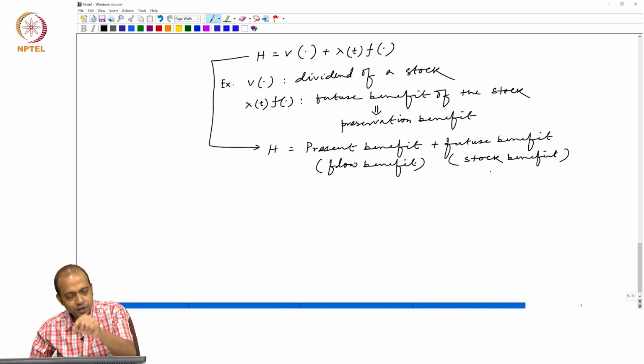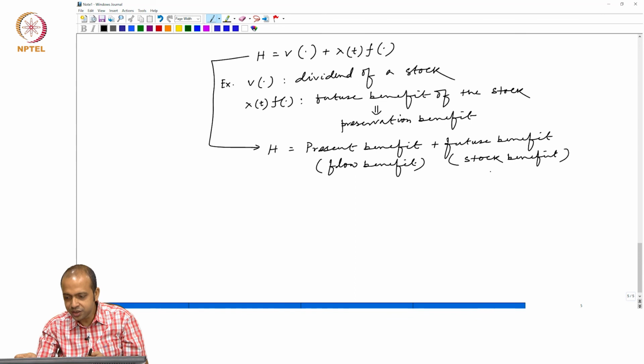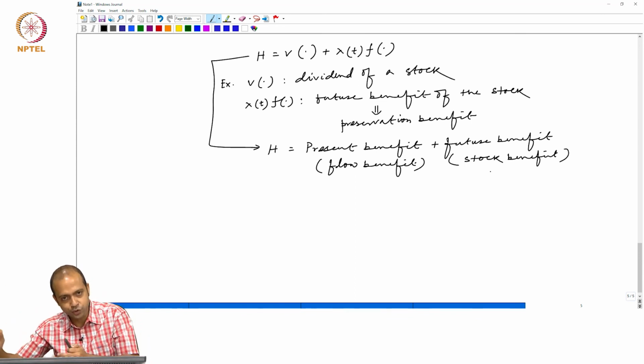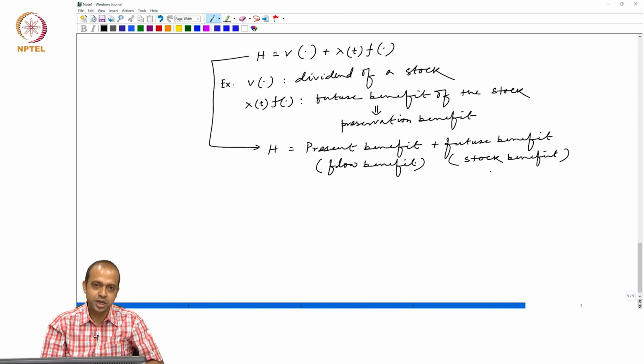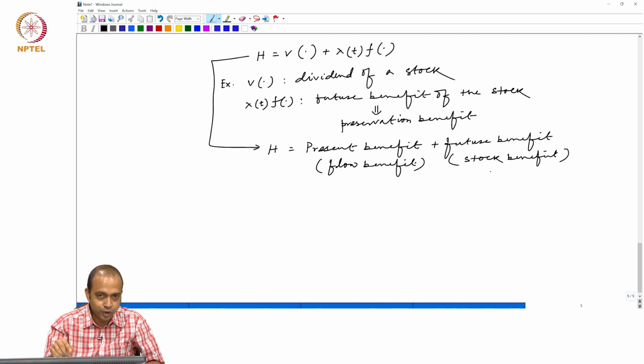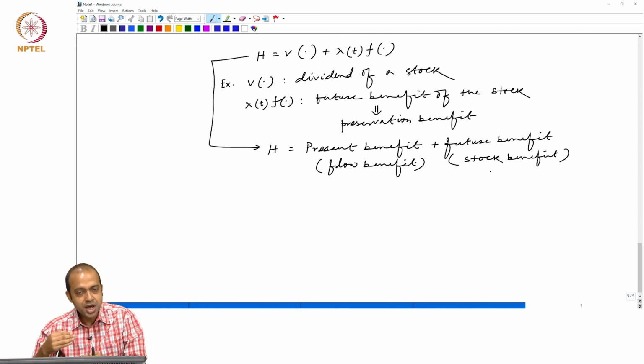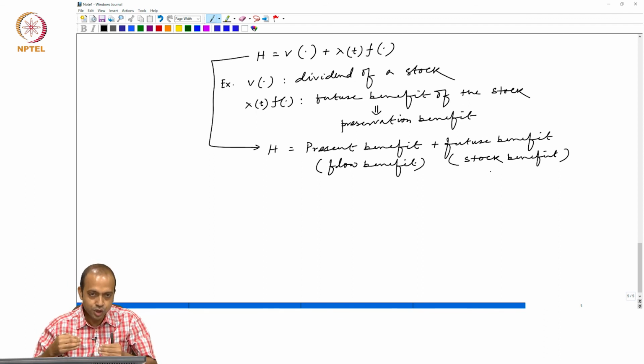From this example it is very clear that within this H function there is some flow benefit and some future stock benefit that we are trying to add. Since adding flow with stock is a little difficult, we can convert this future benefit into present flow, or present flow benefit into some kind of stock, so that the addition becomes easier. And the moment we convert future stock into flow or flow into stock, that will give us additional insights. How? That we will discuss in our next class. Thank you.